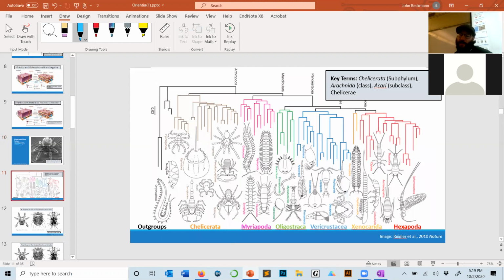Of course, these mites are where? In this big tree. Where are mites in this vast arrangement, classification of organisms? Chelicerates, so they're in here. Within here, where are they? Where? It's on the picture.